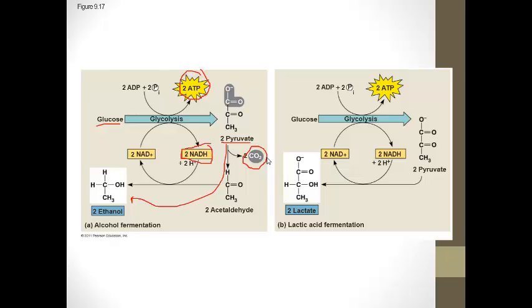When fermentation takes place, the NADH is going to be converted back into NAD+. That's the real goal of fermentation. The goal of fermentation is not to produce carbon dioxide and not to produce ethanol. It's to take the NADH and convert it back into NAD+. Once that NAD+ has been regenerated, glycolysis can occur again.